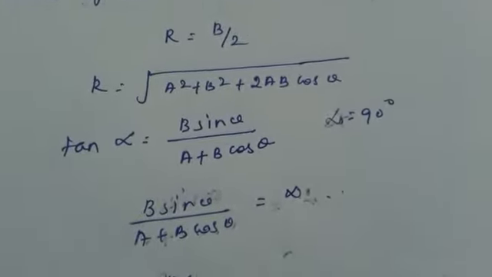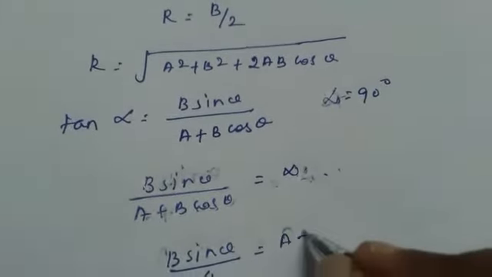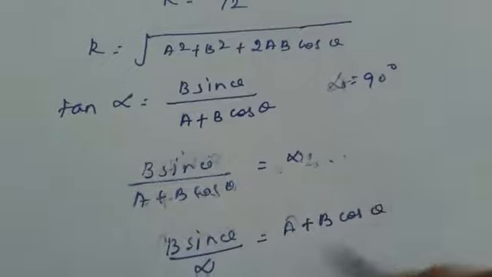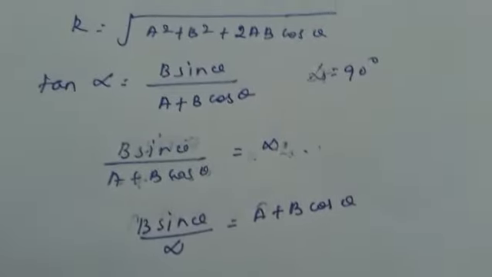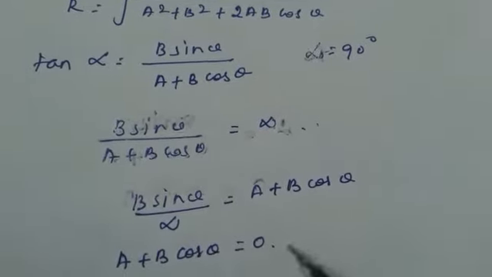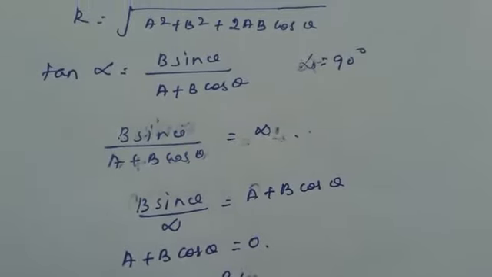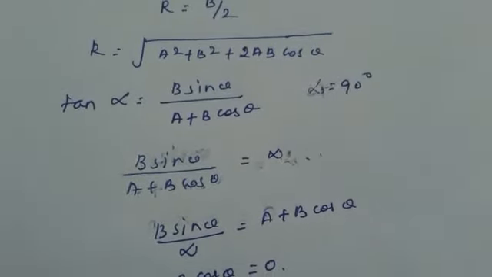So I can write B sin theta by infinity is equal to A plus B cos theta. Anything divided by infinity is 0. So we can write A plus B cos theta is equal to 0. So A is equal to minus B cos theta. Now I am going to substitute in R.